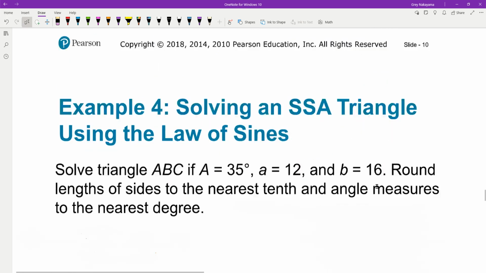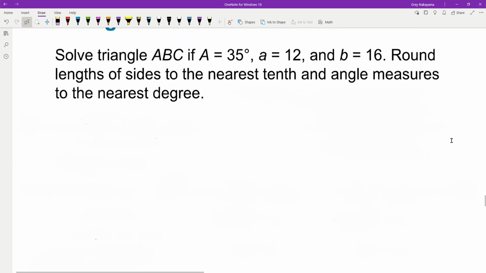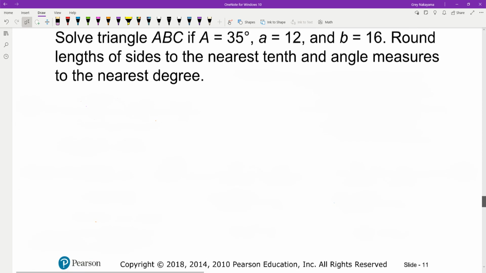All right, look at this one. Solve triangle ABC if A is 35, little a is 12, and little b is 16, rounding sides to the tenth and angles to the degree. So again, I've been given one angle. If I'm given one angle, the first thing I'm going to find is an angle, which means I need to think of the possibility of two triangles.